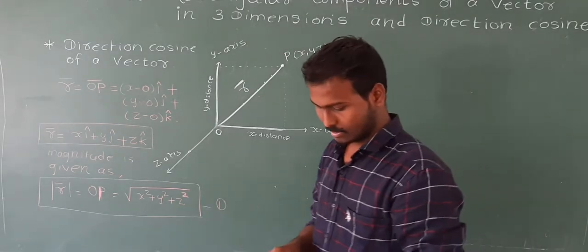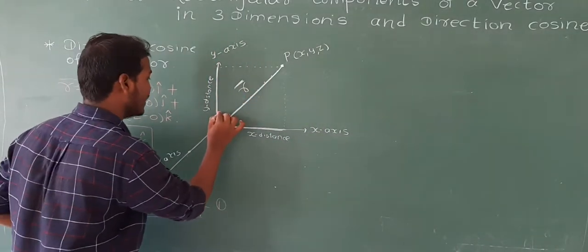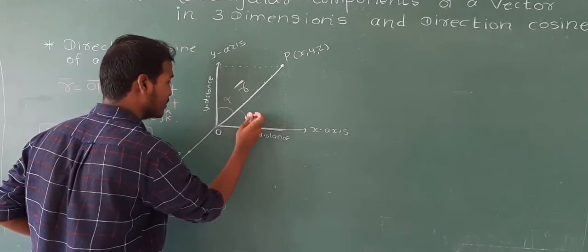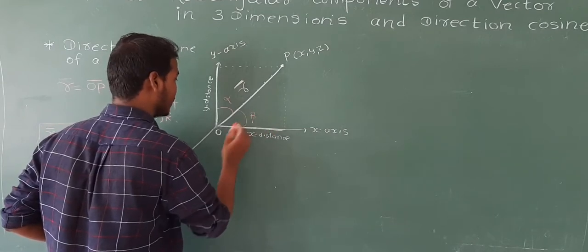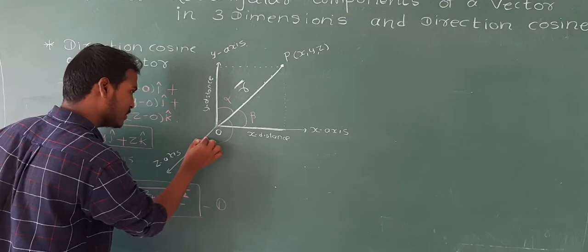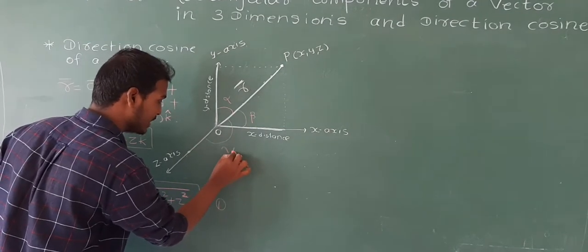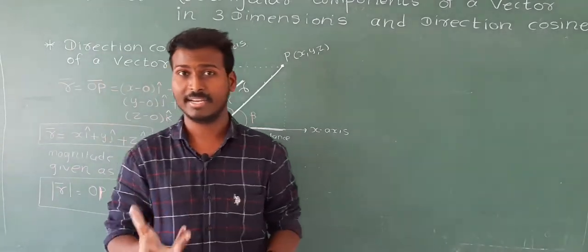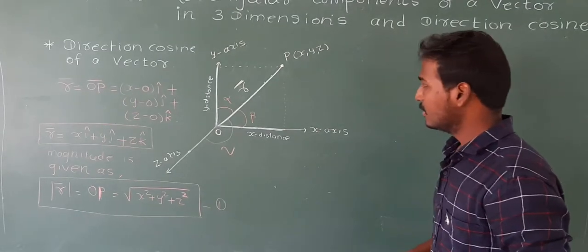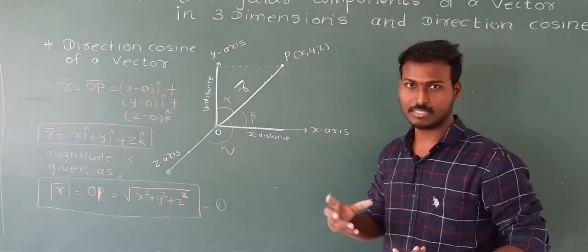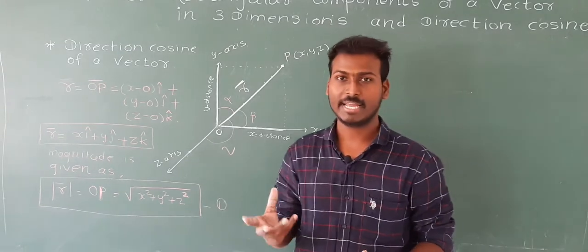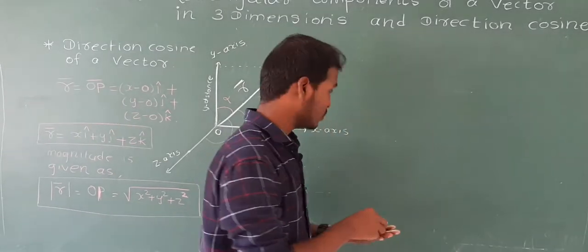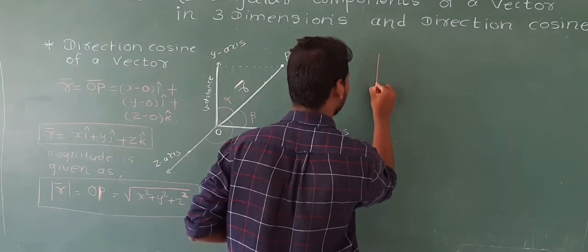Now see, let's assume the angle with the x axis is alpha, the angle with the y axis is beta, and the angle with the z axis is gamma. This letter is gamma. Alpha, beta and gamma are all Greek letters. So let's go through the direction cosines one by one. We know that we have three direction cosines here. One by one, we will go for the first direction cosine, that is with the x axis.